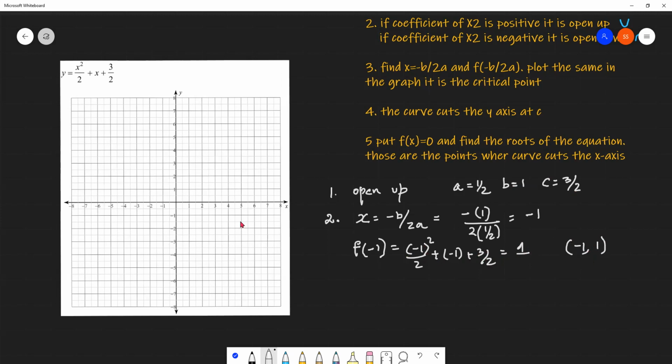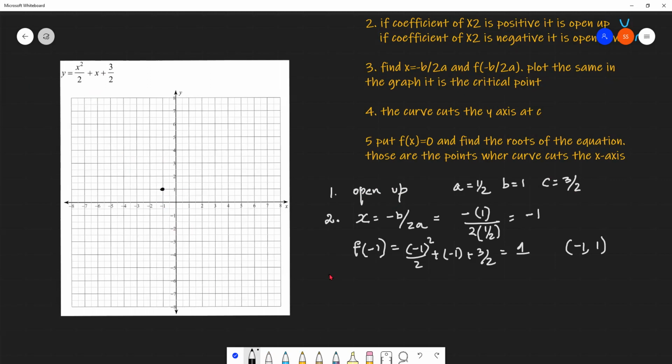We will plot that one here. Minus 1 comma 1. Minus 1 is here and 1 is here. So this is the critical point. I'll put it in a different color. And we know that it is open up. So since it is open up, it will not cut the x-axis. If you try to find the roots of the equation, you will get imaginary roots, because it is open upward and the point lies above the x-axis, so it cannot cut the x-axis.